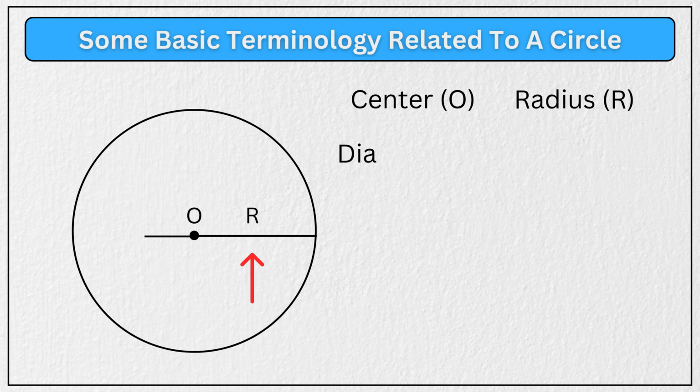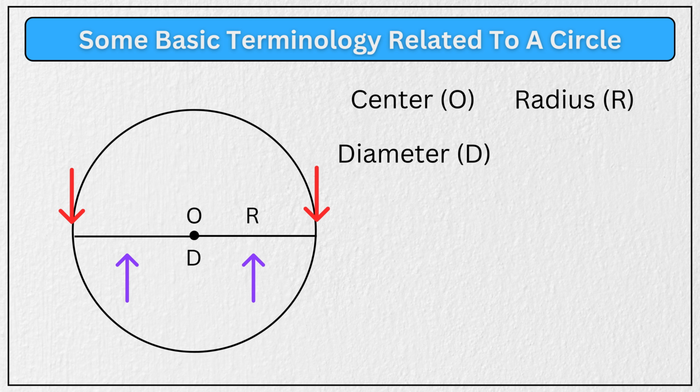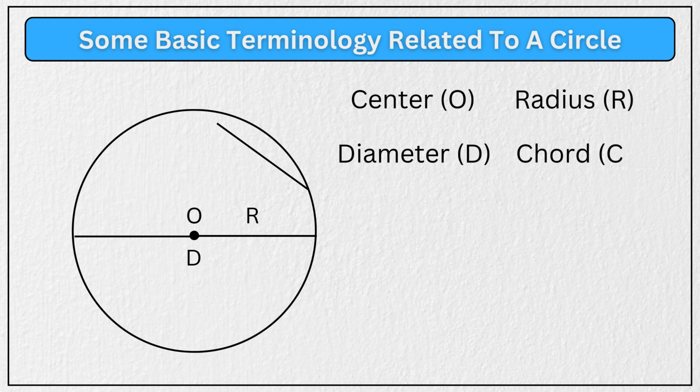Now, if we extend this straight line across the entire circle, passing through the center like that, we get the diameter. This is usually labeled with a capital letter D. The diameter is always twice the length of the radius, no matter how big or small the circle is. A chord is a line segment connecting any 2 points on the circle like this, not necessarily passing through the center. This one is usually labeled as letter CH.